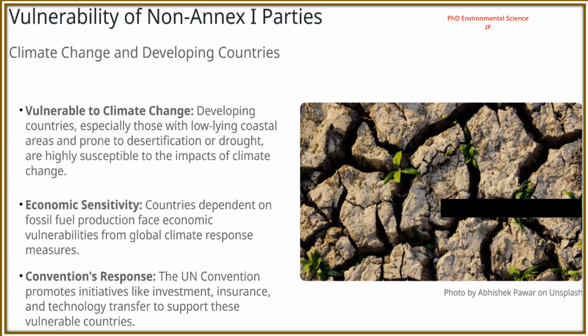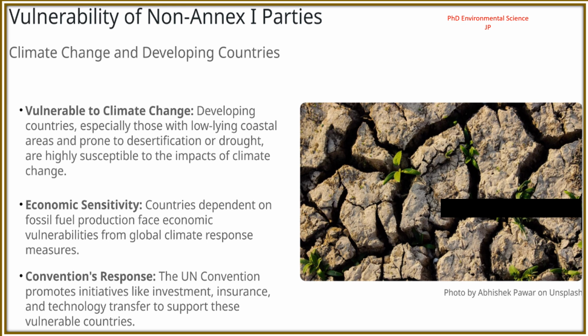Non-Annex 1 parties are mostly developing countries. This means they are still growing and are not as rich or developed as some other countries. The convention says that some of these developing countries are more at risk from the bad effects of climate change. For example, countries with low-lying coastal areas might face floods. Countries that are very dry or have deserts might have more droughts.